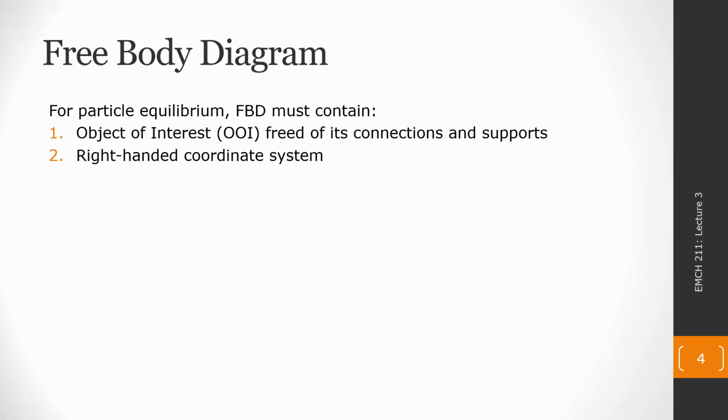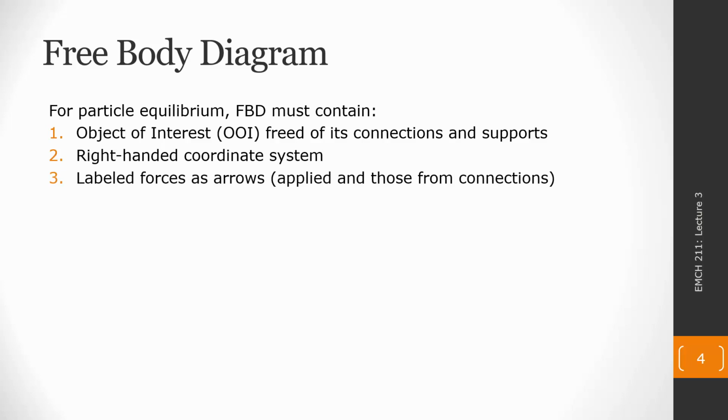There might be problems, less commonly, where you want to use a rotated coordinate system, or for some reason you want x up and y to the left. So always explicitly include the right-handed coordinate system you're using for the problem. Now, in step 1 of this, we have our object freed from its connections. The third piece of a free body diagram is we need to represent what those connections did to our object or our point of interest.